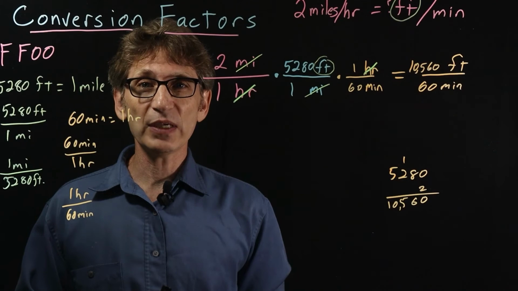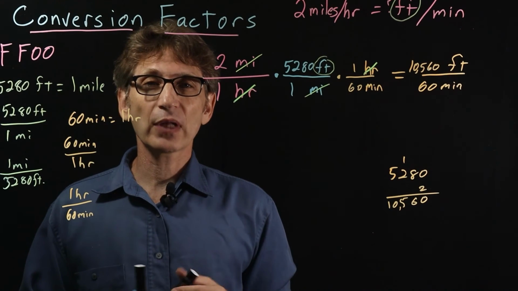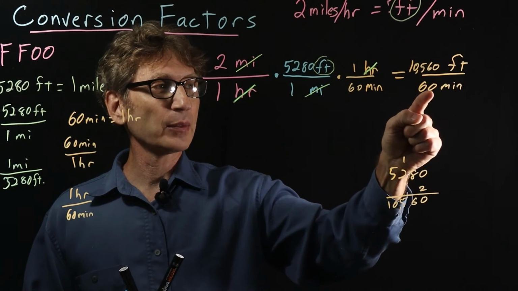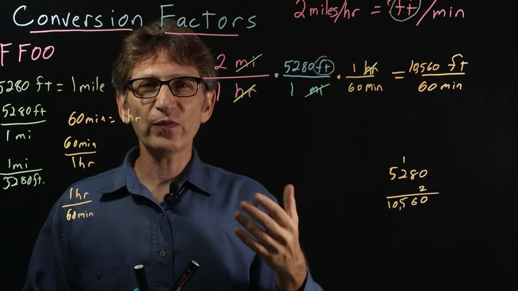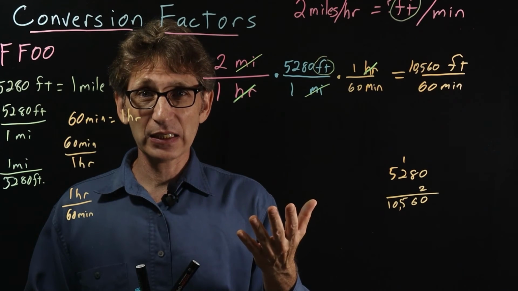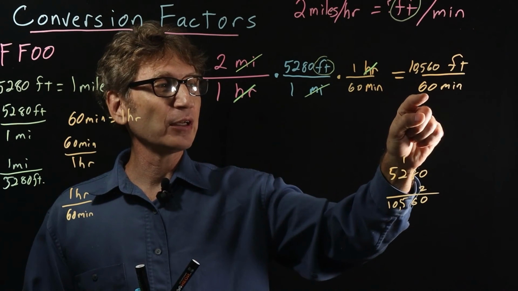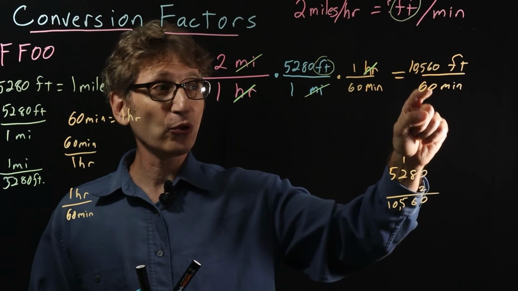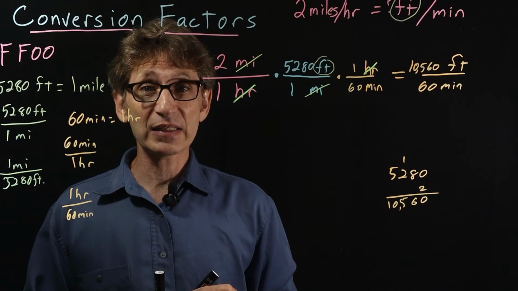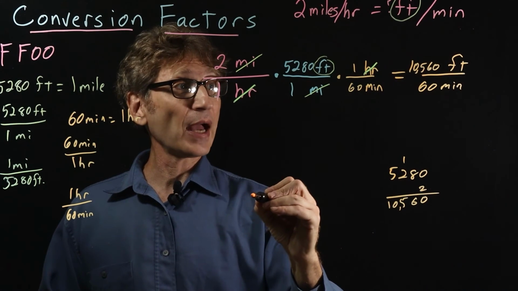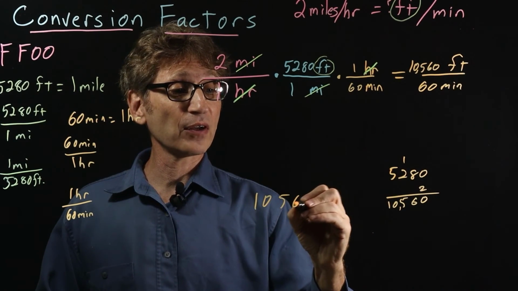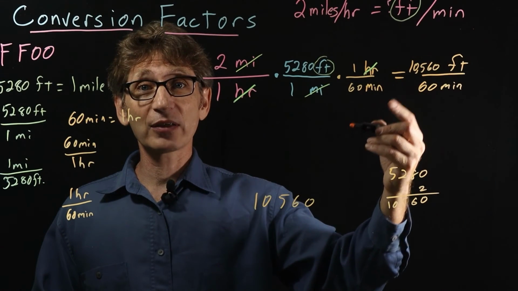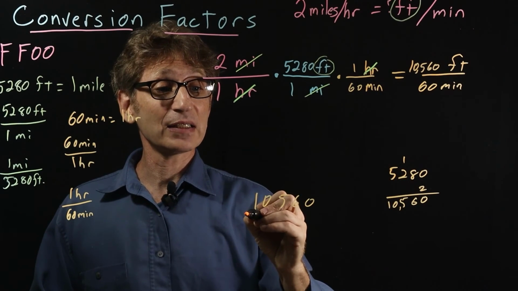So this is a rate of speed. Perhaps you would like to write it as a unit rate. A unit rate means the denominator will be 1. So if we want to know feet per 1 minute, we want this denominator to be 1 minute. So to make this denominator 1 minute, I would divide both the numerator and denominator by 60. So let's do that here. I have 10,560. I divide the numerator and denominator by 60.